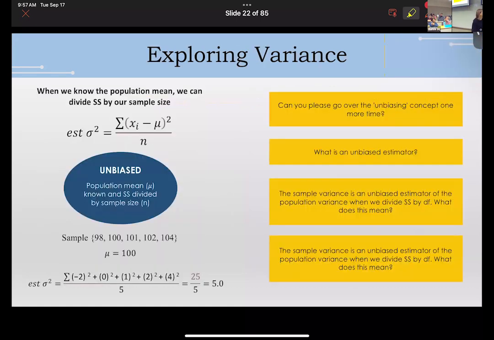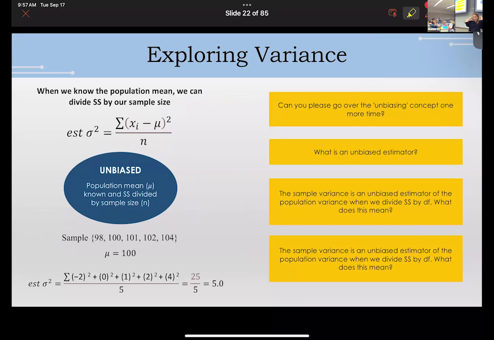Cool. So lots of questions about this n-1 biasing and unbiasing thing. Okay, cool. So the first thing is, why do we divide by n-1? Well, when we know the population, let's see.